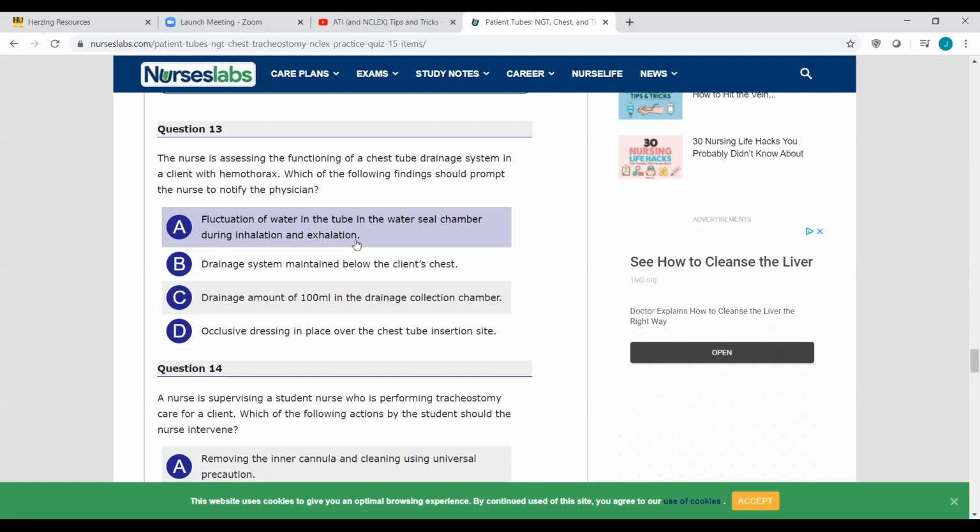Drainage amount of 100 milliliters in the drainage collection chamber, and then occlusive dressing in place over the chest tube insertion site. So you always want an occlusive dressing because you don't want to have any air get under there, because they already have, you know, too much stuff in this little space. You don't want to add to the problem, right? So which one do you think is correct? C.